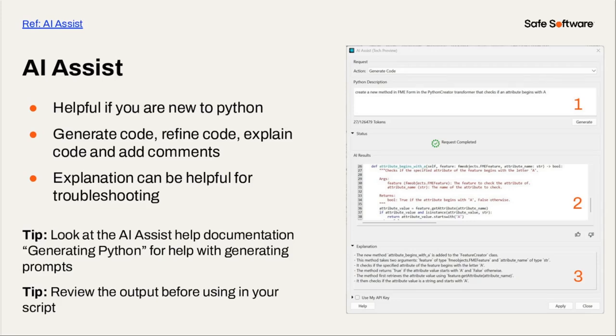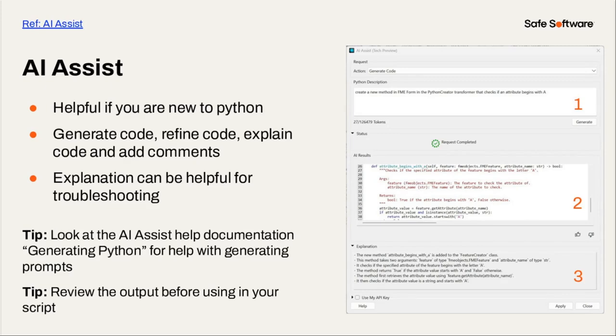So even if you put the error you're getting into the Python description box, it will explain where this issue might be. So this would be a great starting point if you're stuck. And finally, it can add comments. So you can see here in the all results box, which is number 2, the AI Assist also added comments in there.